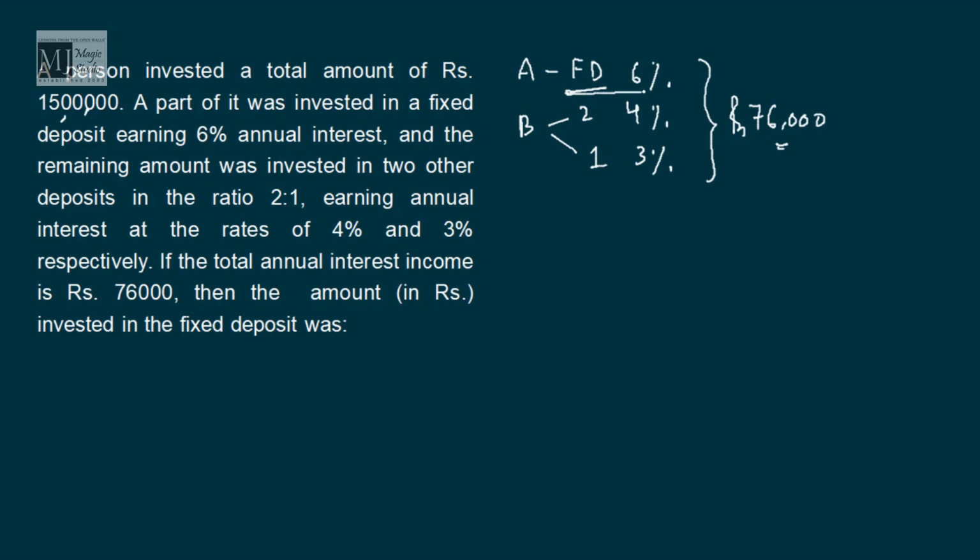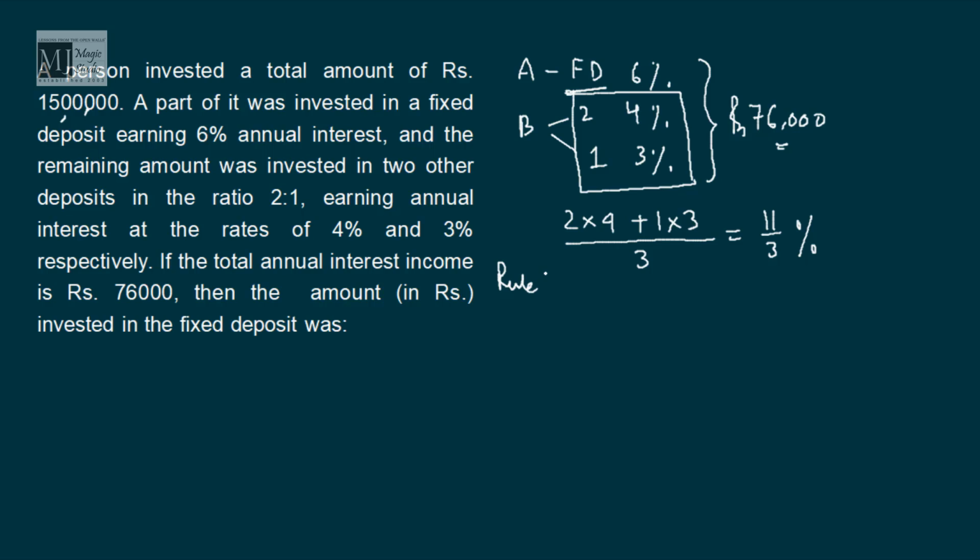Can I find the weighted return from the investment of part B? That should be 2 into 4 plus 1 into 3 by 2 plus 1 is 3, 8 plus 3 is 11 by 3. So the weighted return from part B should be 11 by 3%, and the return from part A is 6%. Now the overall return is 76,000. So I can use rule 6 here, the all-in process.